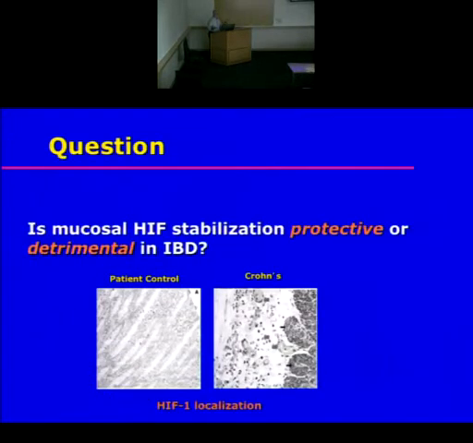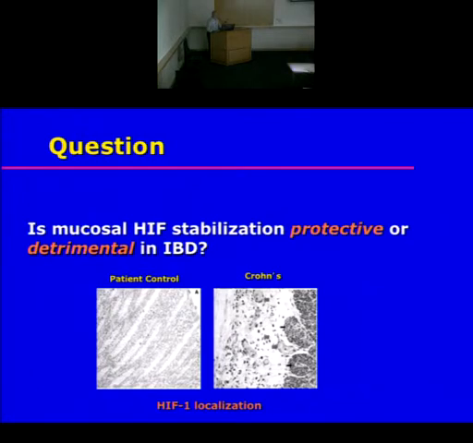So again, coming back to the question, is this a protective mechanism or is this a pathological mechanism? You can see very nicely here the localization of HIF, this is by immunohistochemistry. You can see here very nicely that the localization of HIF within the epithelium is dominant compared to control patients.